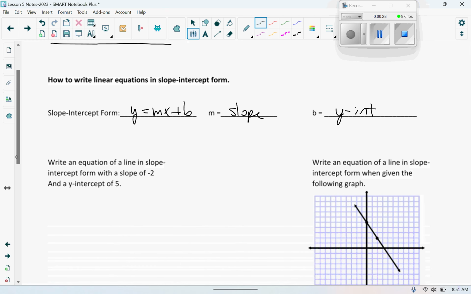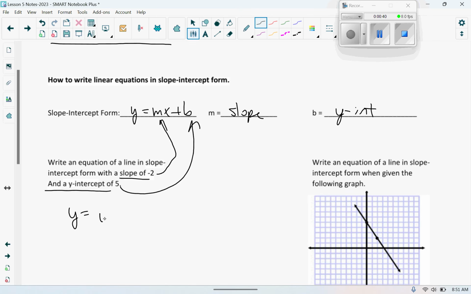So if I write an equation in slope-intercept form with a slope of -2 and a y-intercept of 5, I'm just going to plug in the -2 here and the 5 there. So y is equal to -2x plus 5.